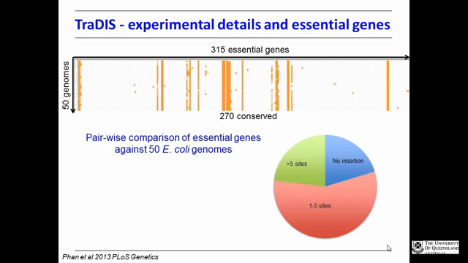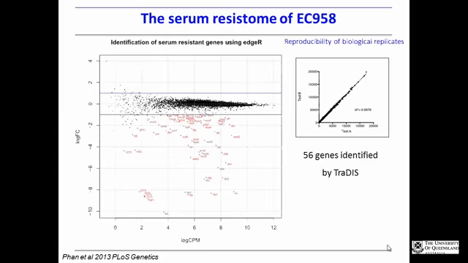So in actual fact, there are 270 conserved E. coli genes that are essential, potentially meaning that there are 270 genes that you could target if you wanted to, or you could use as new targets in the development of new antimicrobials against E. coli. Okay, so let's look at the serum resistome.